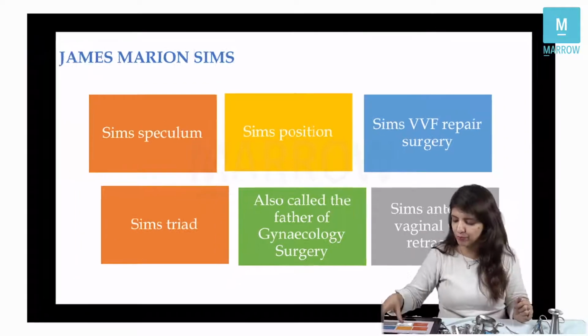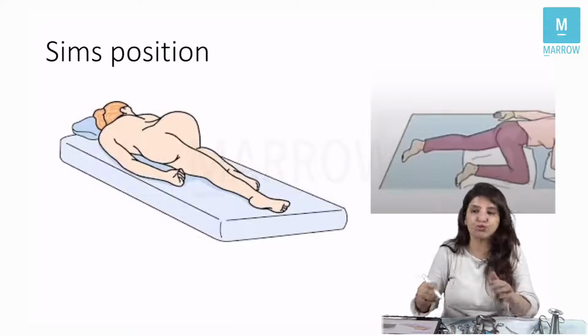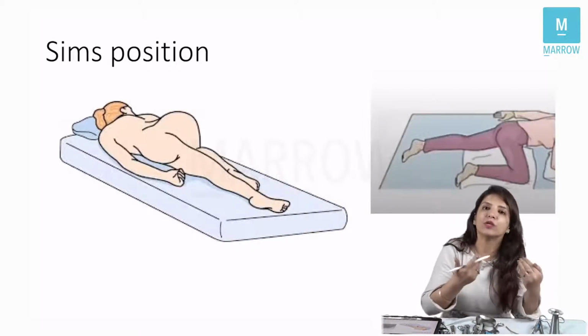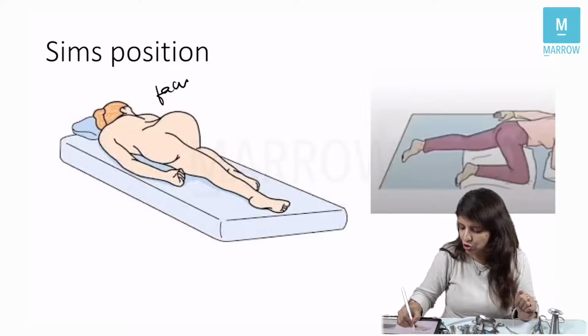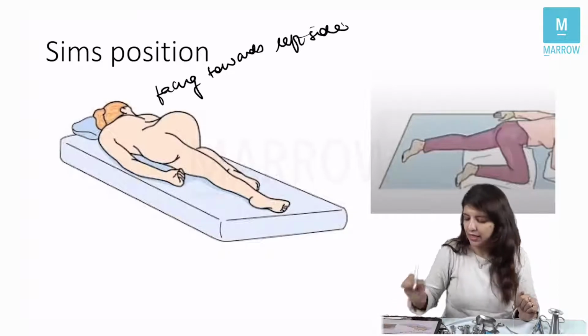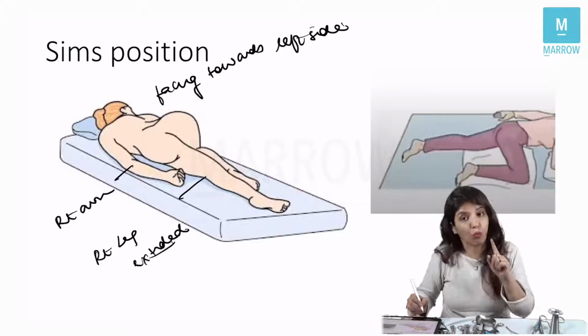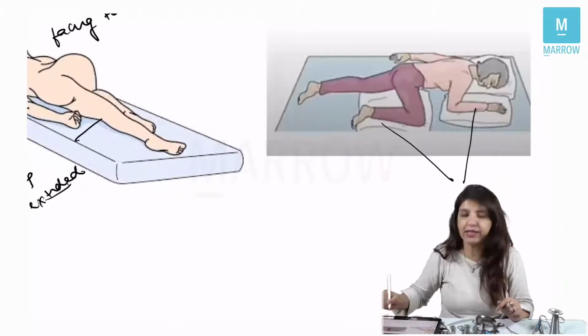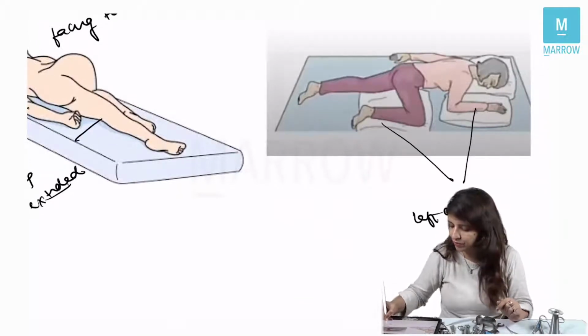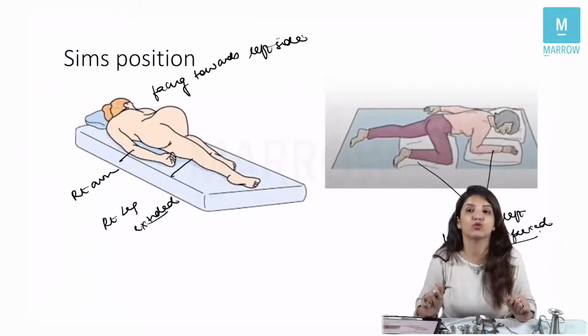Now, what is Sims position? In Sims position, you ask your patient to lie in prone position facing towards the left side, right? So, the patient has to be facing towards the left side. The right arm and right leg are extended. They have to be in extended position, whereas the left arm and left leg will be flexed, right? This position is called the Sims position.